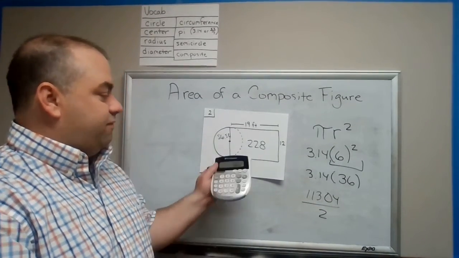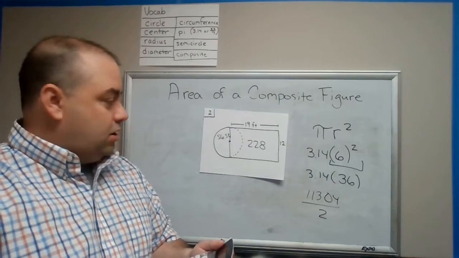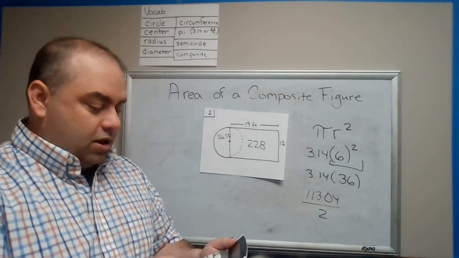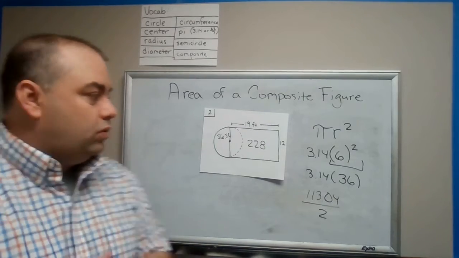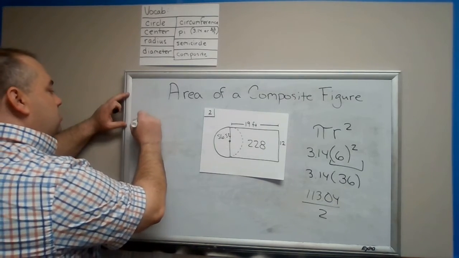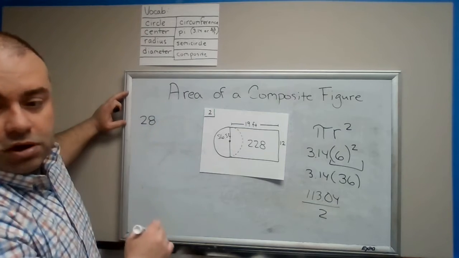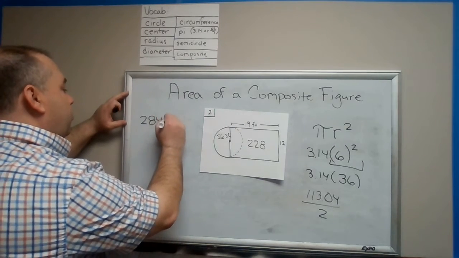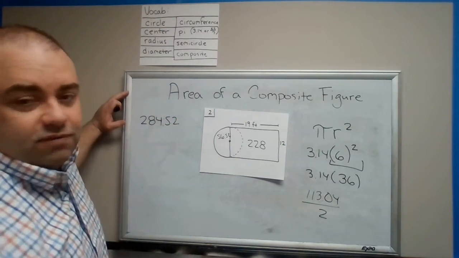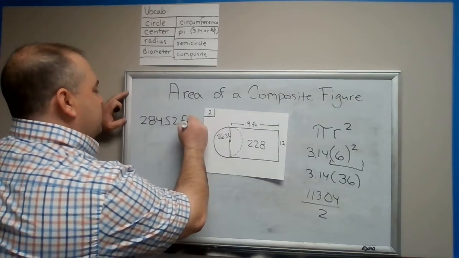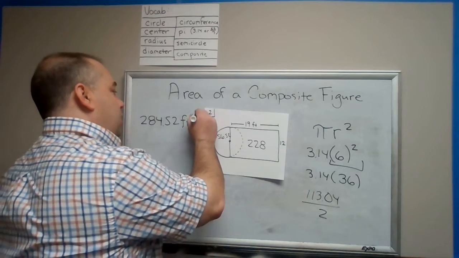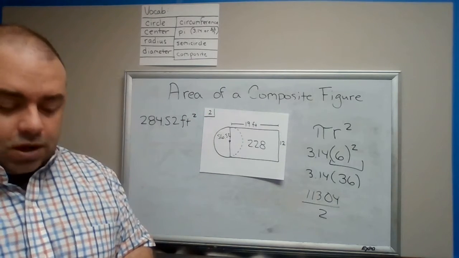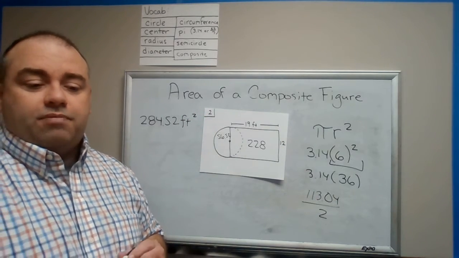So I have 56.52 still saved in my calculator. I'm going to add it to the 228 that I have, and I get 284.52. The label they gave me was feet. So I'm going to leave it as feet. And it's the inside. It's square feet. So I'm going to put a little 2 up here. Square feet.